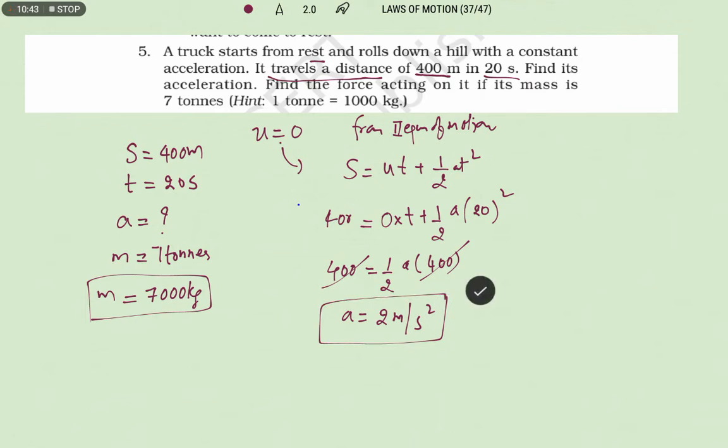Now we got the acceleration. Then we need to find the force. What is the force acting on it? F equals ma. So m is 7000 and acceleration is 2 meter per second square. Therefore 14,000 newtons is the force acting on the object or truck.